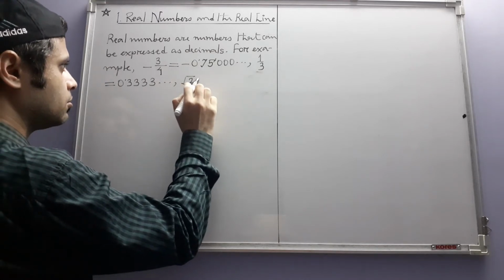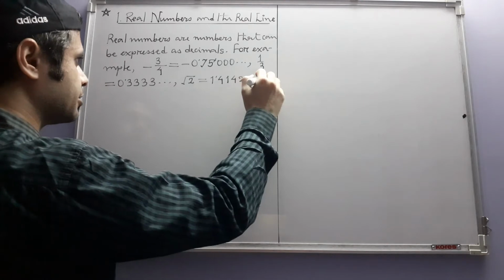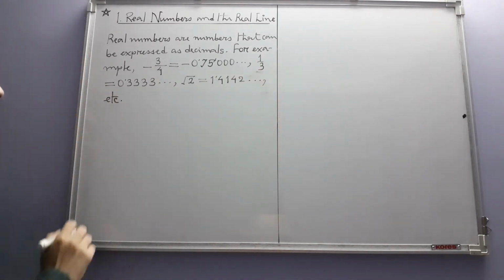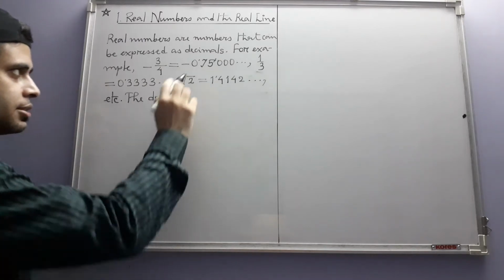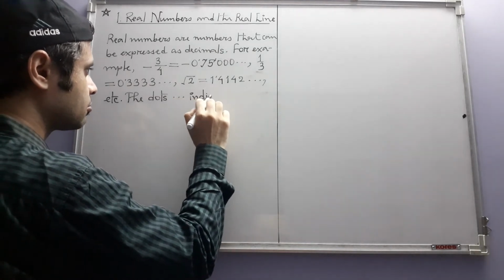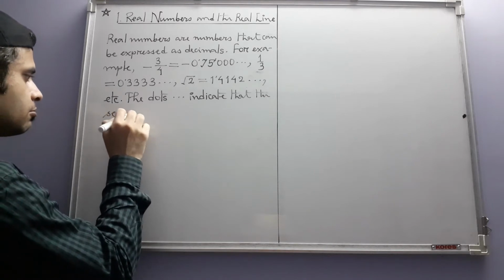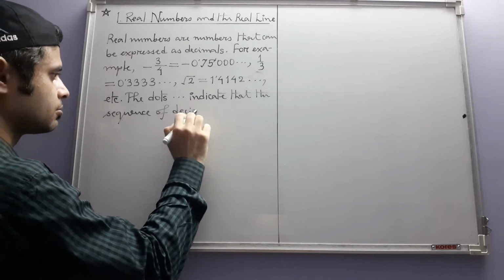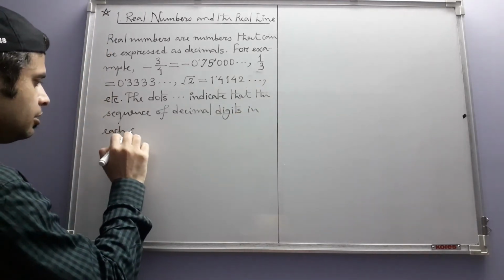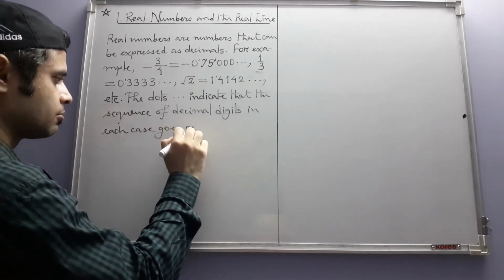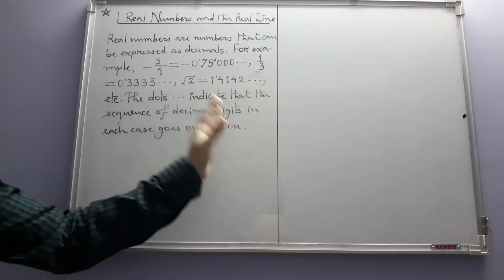Or √2, etc. The three dots that we see in each case indicate that the sequence of decimal digits in each case goes on and on. That means in the sequence of decimal digits, these are decimal digits 7, 5, 0, etc. These are the digits in the decimal system.